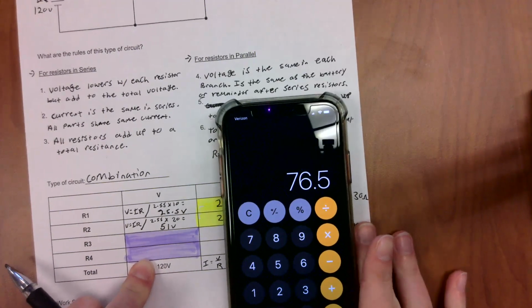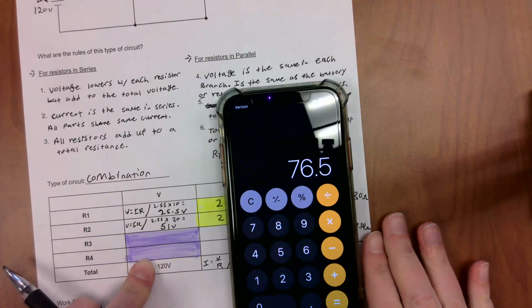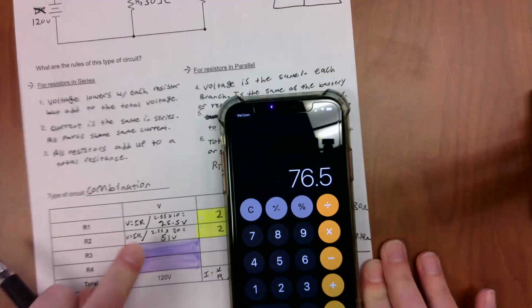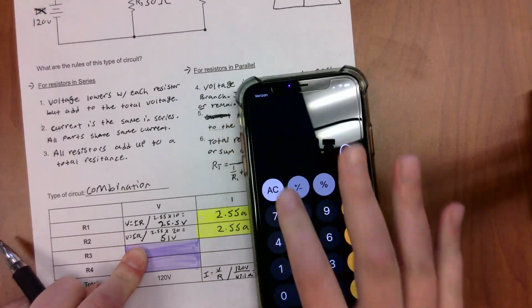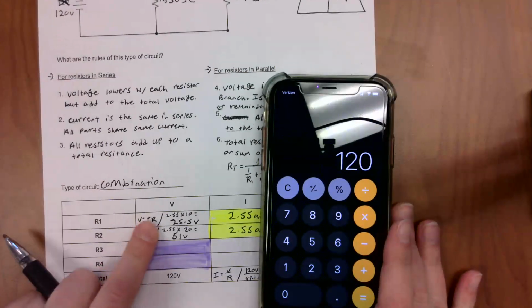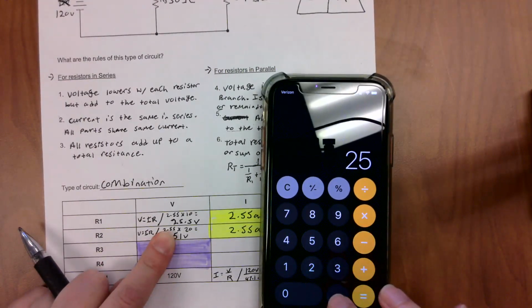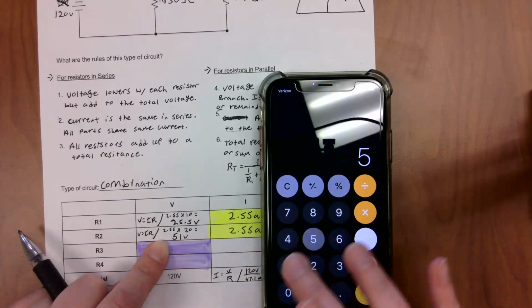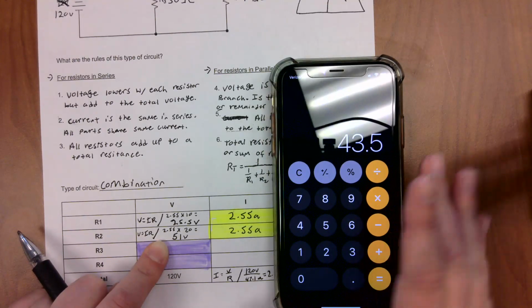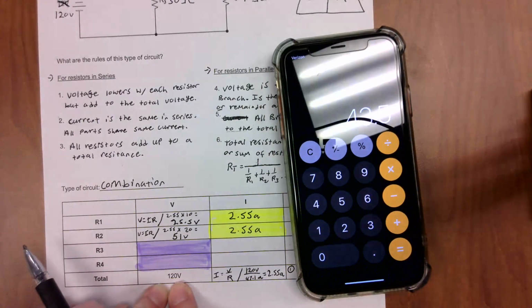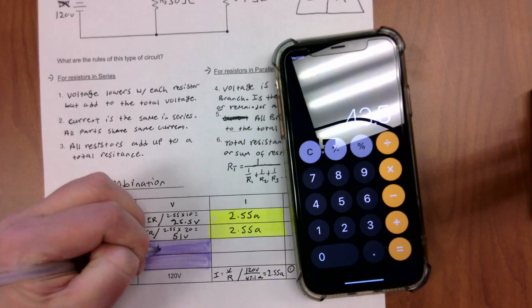Which means that whatever is left over after we consider our series resistors is going to be the number we put in here. So we started at 120 volts. Through one resistor, we got rid of 25.5 volts. And through the second resistor, we got rid of 51 volts. This leaves us with a total of 43.5 volts left to fill up to 120. That is what number goes here.